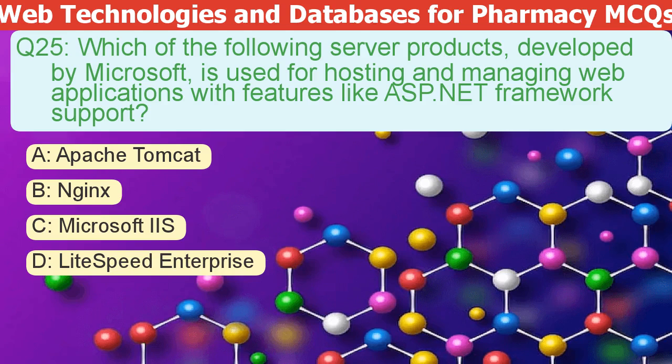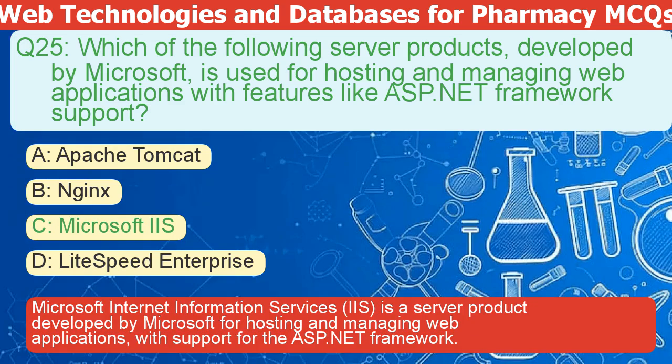Which of the following Microsoft Server products is used for hosting and managing web applications with features like ASP.NET Framework support? A. Apache Tomcat. B. Nginx. C. Microsoft IIS. D. Lightspeed Enterprise. The correct answer is C. Microsoft Internet Information Services, or IIS, is a Microsoft Server product for hosting and managing web applications. It supports the ASP.NET framework.